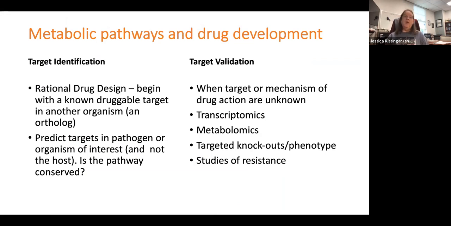In other words, if we don't know the mechanism of action from a chemical screening of compounds and you're trying to figure out what it's doing, you often like to look at changes in gene expression, changes in the metabolites, in response to it. If you think you now know the target, you might knock it out and ask, is that really the target, and look at what happens with the phenotype. And so there are many reasons to have a look at the metabolic pathways, including studies of resistance.